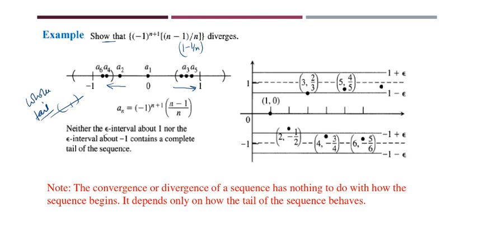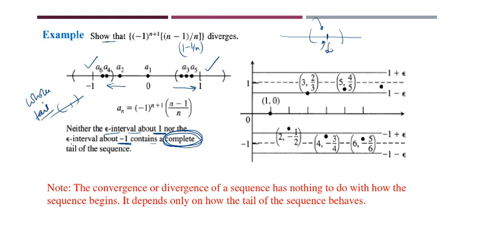So neither the epsilon interval about 1 nor the epsilon interval about minus 1 contains a complete tail. Okay, this is important. I cannot say that a part of the tail is in 1 and a part of the tail is accumulated about minus 1. This is not convergence. Convergence means I should get a single value and the whole tail of the sequence should lie within epsilon interval from this single value L.